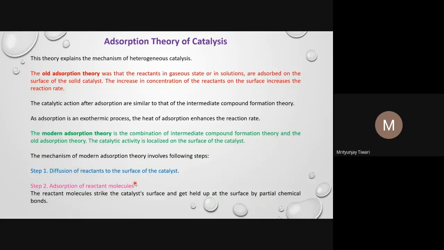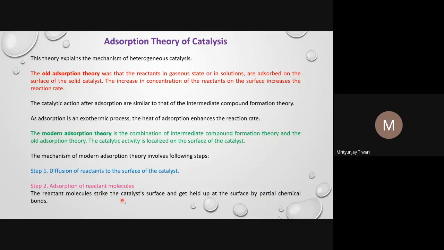First is the diffusion of the reactant to the surface of the catalyst. The catalyst surface is somewhere, and the reactant might be somewhere else. Because it is a solution, only a few molecules will be nearby. So first, many reactant molecules will diffuse towards the surface, and in the next step they will get adsorbed on the surface of the catalyst. So, adsorption of reactant molecules.